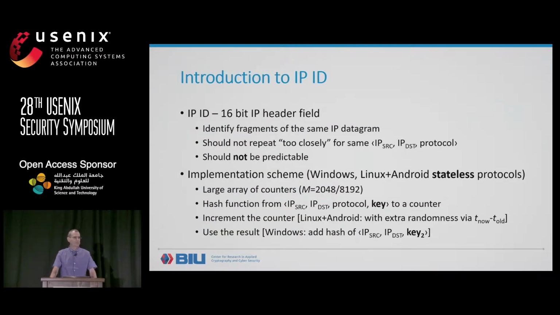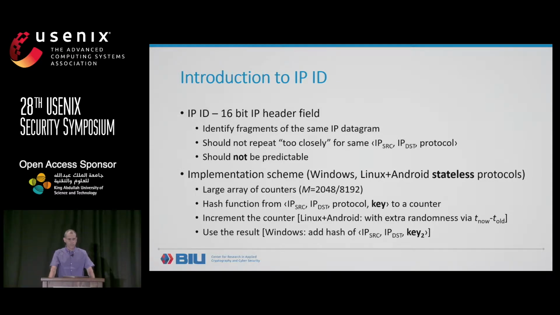So we're going to use the IP ID header for device tracking. And just to remind you very quickly what IP ID is, it's a 16-bit IP header field used for packet fragmentation and defragmentation. As such, it should not repeat too closely, within an interval of minutes ideally, for the same source IP address and destination IP address. And following 20-plus years of security research, it should also not be predictable.